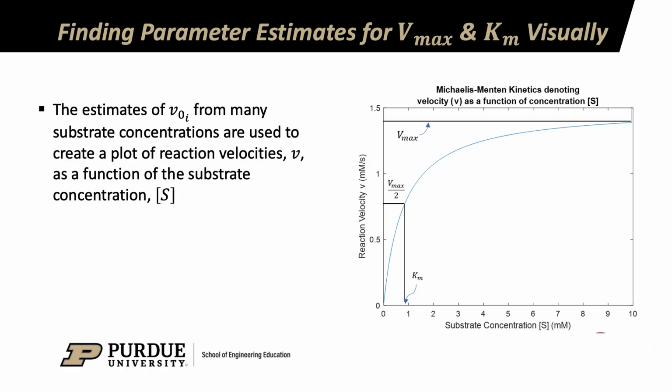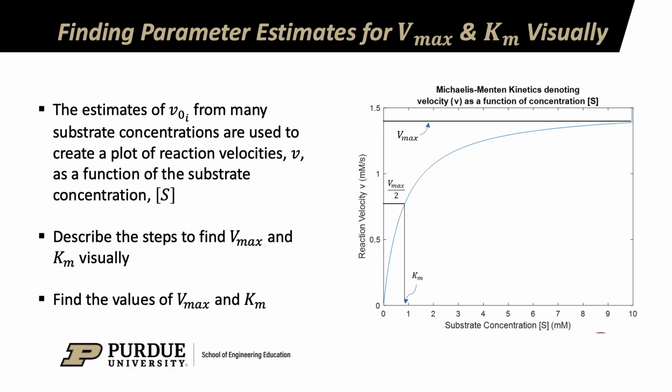The obtained estimates of the initial velocities for all the substrate concentrations available are next used to create a plot of reaction velocities, V, as a function of the substrate concentration, S, as shown in figure 2 in the activity and shown here on this slide. From this new graph, you will estimate two additional parameters, Vmax and Km, considering the characteristics provided in your problem description. So, what are the values of Vmax and Km?